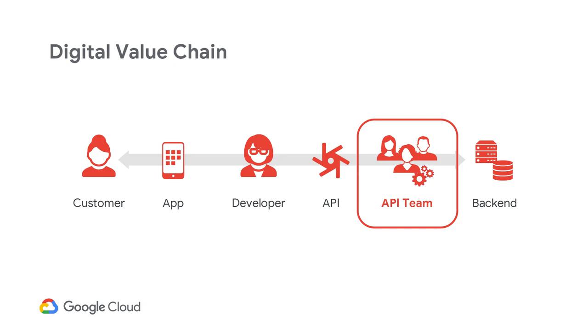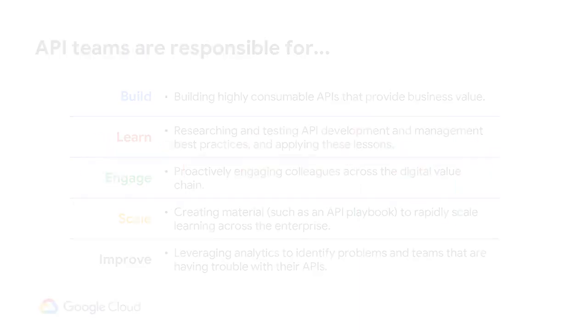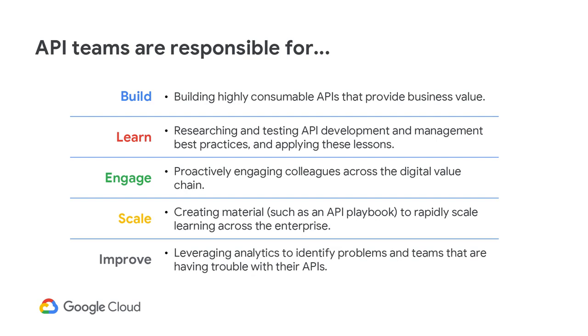The API team builds, yep, you guessed it, the APIs. This is the team that will be working directly with your API platform to create lovable APIs for your app developers. In terms of responsibility, the API team owns 5 core areas.